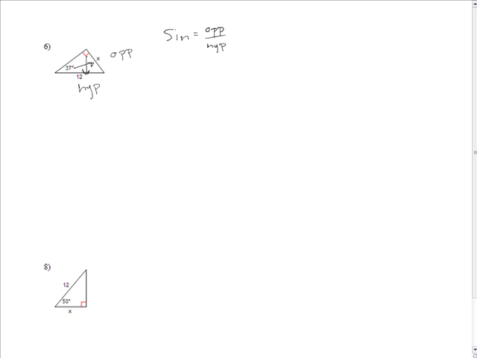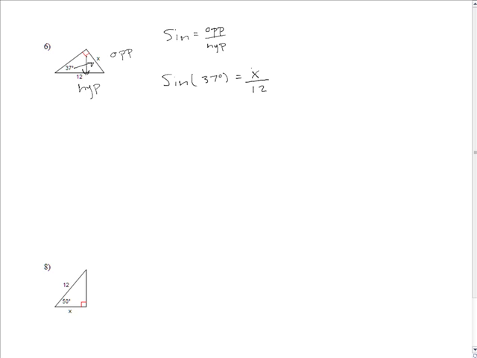So what we're going to do is sine of our angle, sine of 37 degrees, is equal to opposite over hypotenuse, or length of the opposite over length of the hypotenuse. In this case, the length of the opposite side is what we're looking for, so that's x, and the length of the hypotenuse is 12.